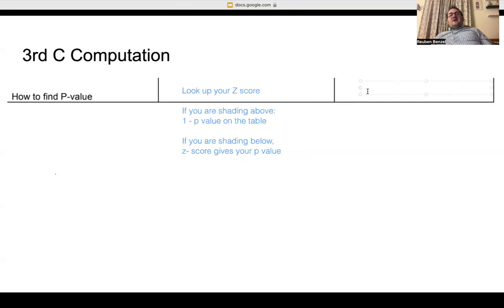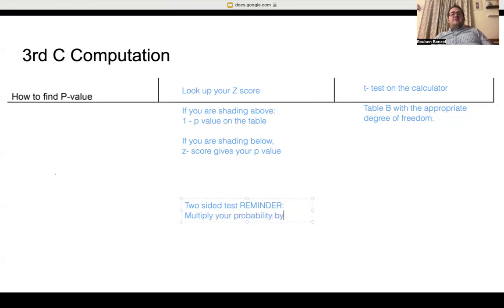Now for the t distribution, there's two ways that you can do this. You can do the t-test on the calculator, or you could use table B with the appropriate degrees of freedom. And always remember, for the two-sided tests, this is a little reminder, multiply your probability by 2.